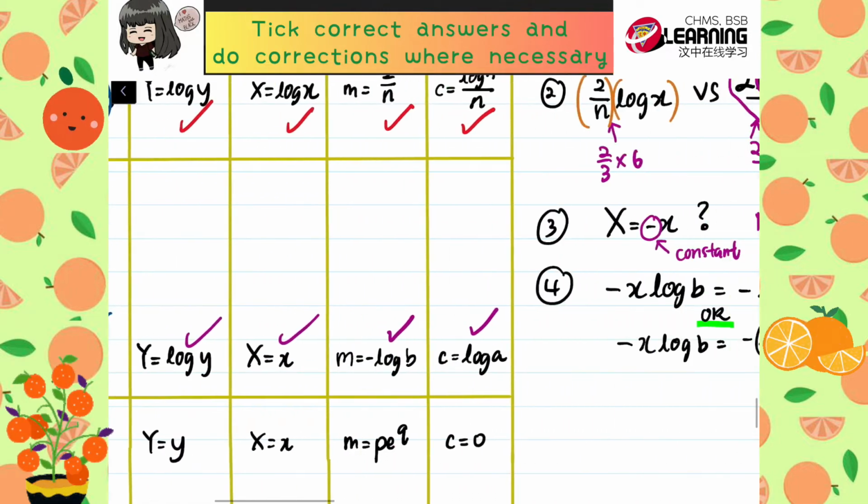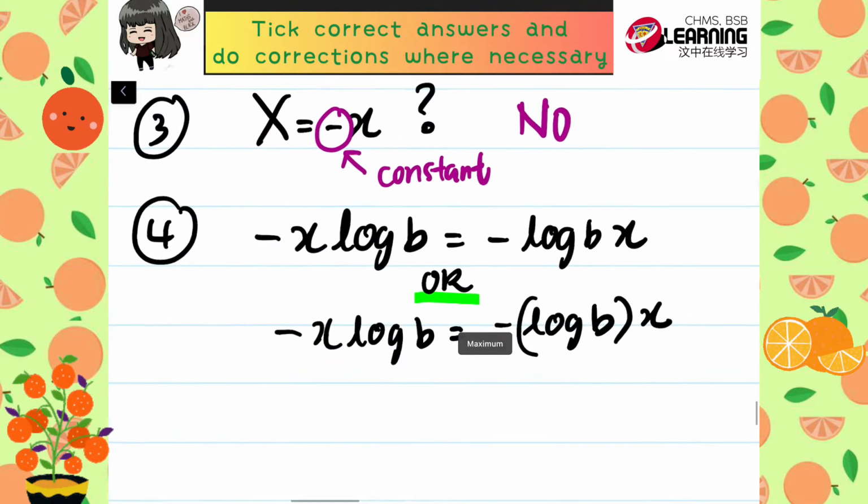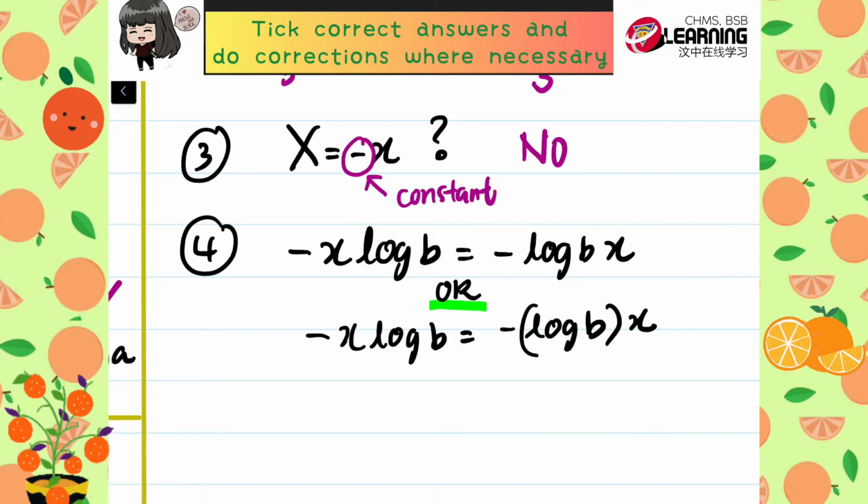Okay, and the fourth thing I want you to take note of is this. Negative X times log B equals negative log B X, or negative X times log B equals negative log B times X. Which one is correct? The answer is this one, as I said just now. This is wrong. Why is this wrong?